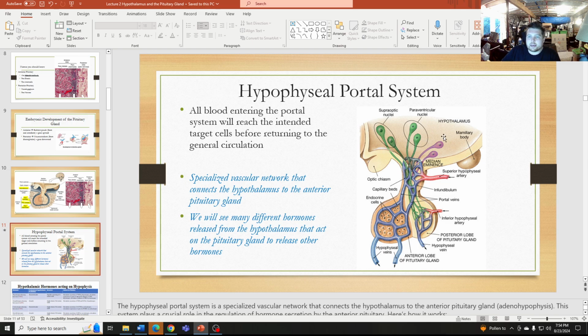So we're sending hormones from the hypothalamus really close by to the pituitary gland in order for then the pituitary gland to release hormones, and we'll get deep into all of that a little bit later.